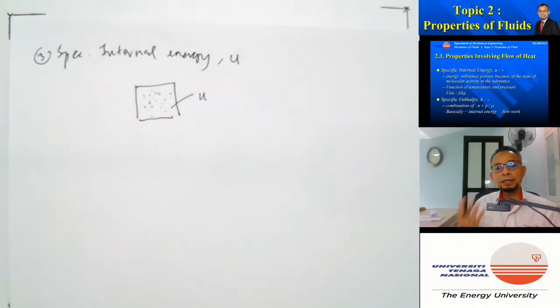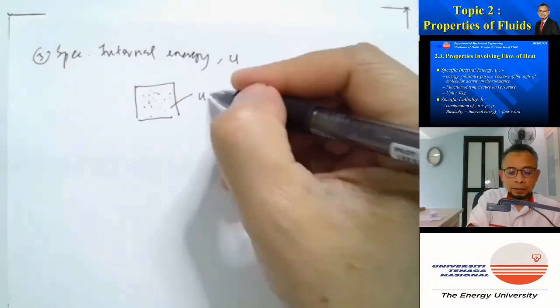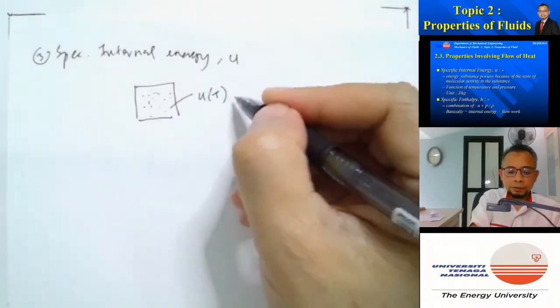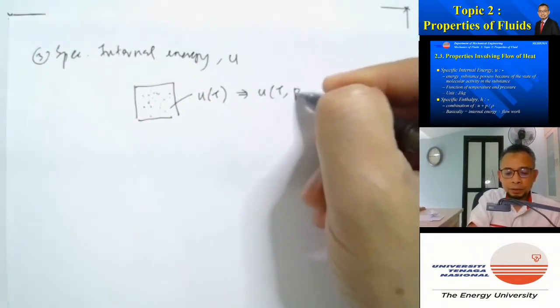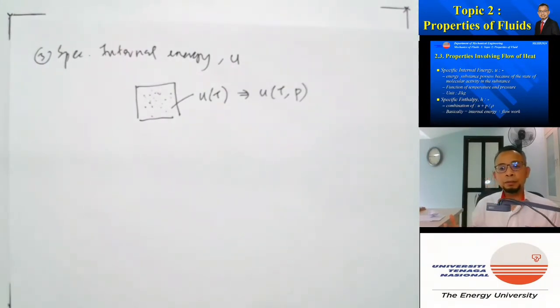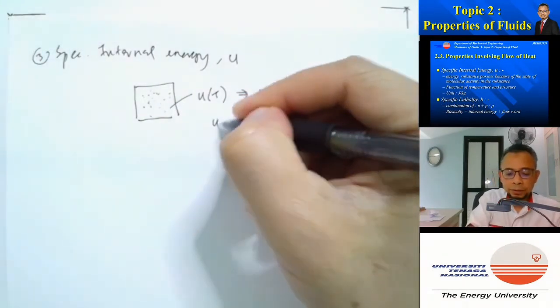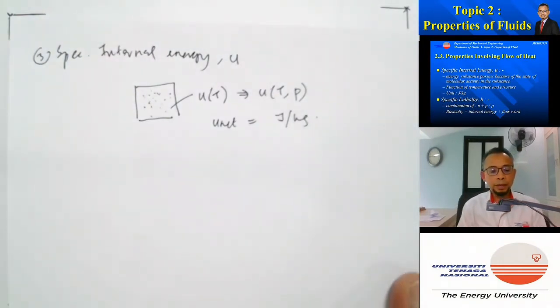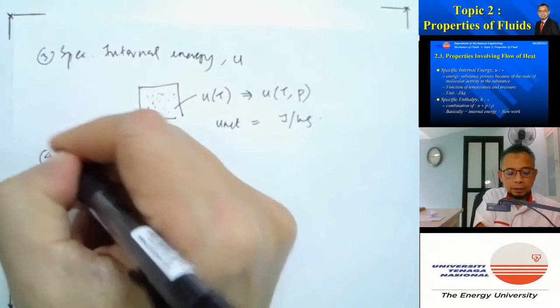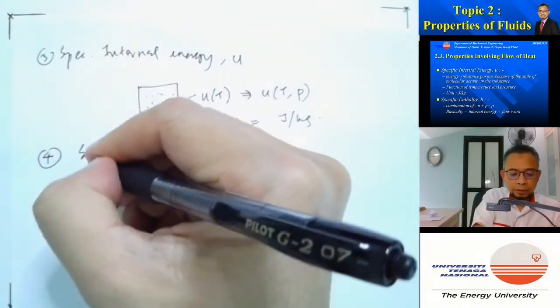Of course, at higher temperature, the molecular activity is more aggressive. Because of that, U is a function of temperature, or to be more specific, a function of pressure and temperature. At higher temperature, the molecules are more active, so the specific internal energy is higher. The unit is joule per kilogram. And the last one that we're going to look at is specific enthalpy.